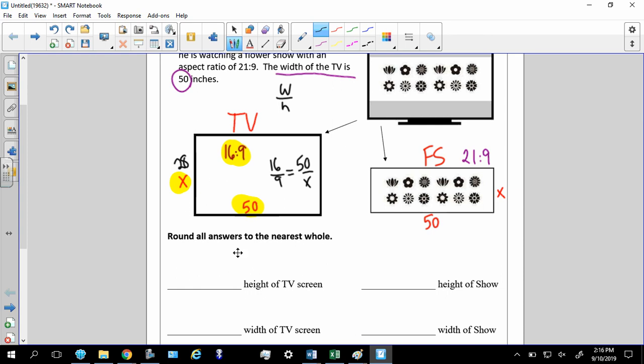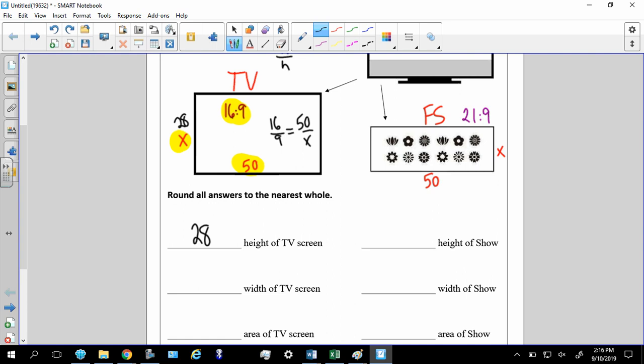All right, so let's fill some of this stuff out. The height of the TV is 28. The width of the TV was given to us, that's 50. So I'm going to multiply these two together because 28 times 50 is how I find the area of a rectangle. That ends up being 1400.